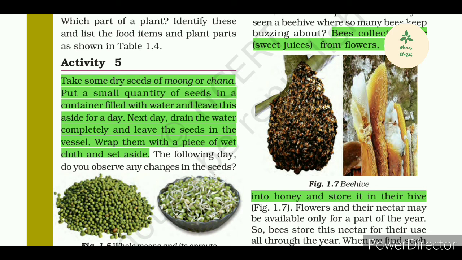Take some dry seeds, moong or chana. Put a small quantity of seeds in a container filled with water and leave it aside for at least 1 day. Next day, drain the water completely and leave the seeds in the vessel. Wrap them with a piece of wet cloth and set aside. If there is no change, go one more day and you may get a result.